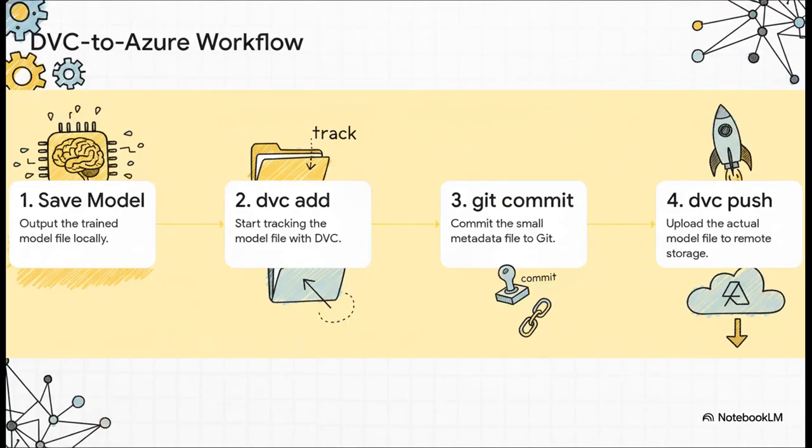So what does this actually look like? It's way simpler than you might think. It's basically a 4-step dance on the command line. After you save the model, you run dvc add to tell DVC, hey, start tracking this file. Then you git commit that tiny little pointer file, which creates a permanent record. And finally, dvc push securely sends the big model file up to the cloud, like Azure Blob Storage. It's literally Git, but for your data and models.